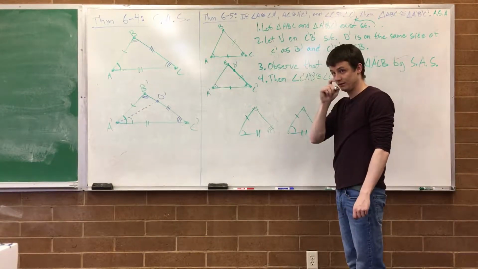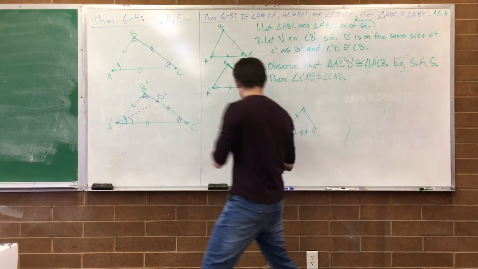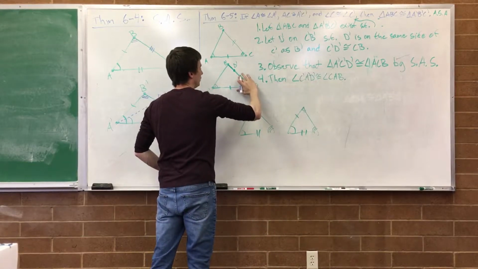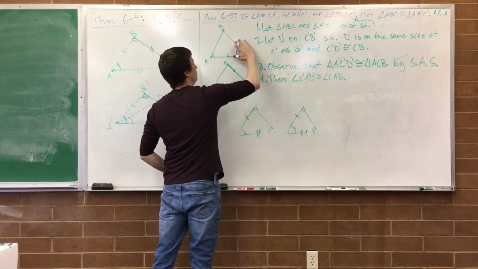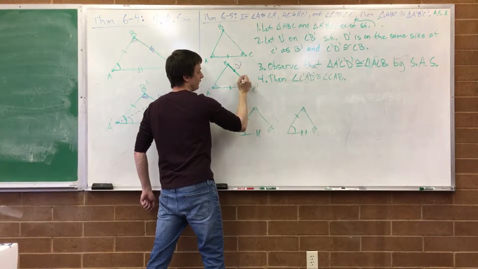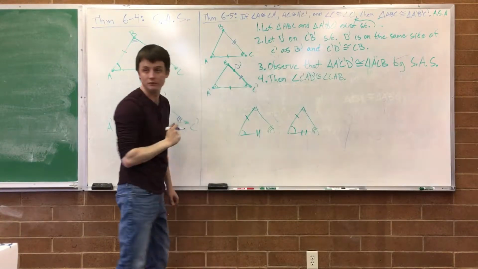Maybe I should be doing that in blue. Blue is what we're adding. So I'll do it in blue. I pick a point D prime so that this segment is congruent to this segment.